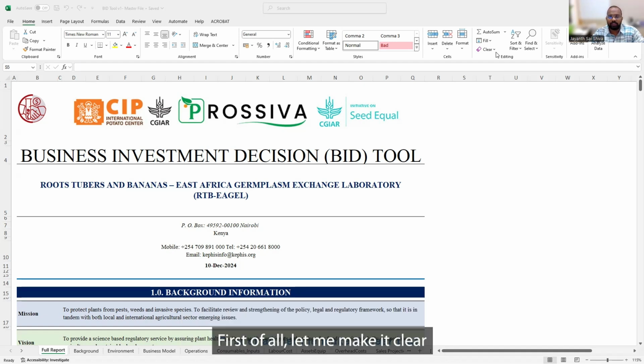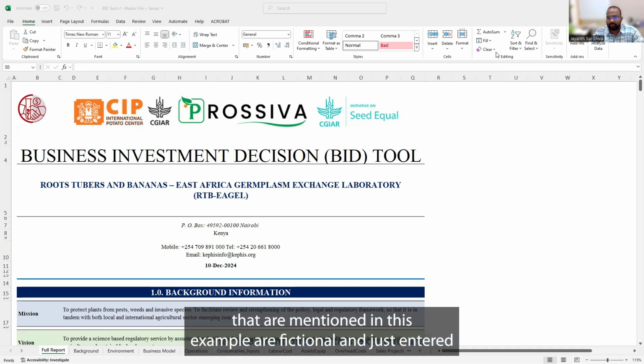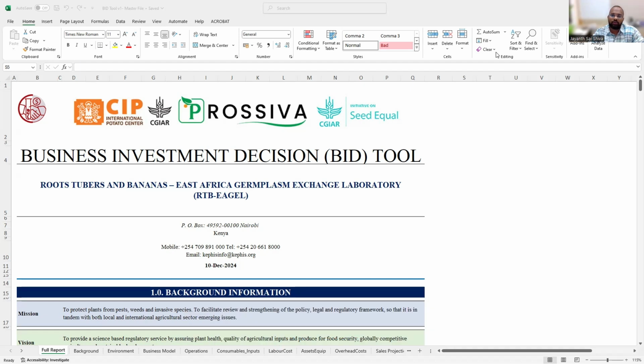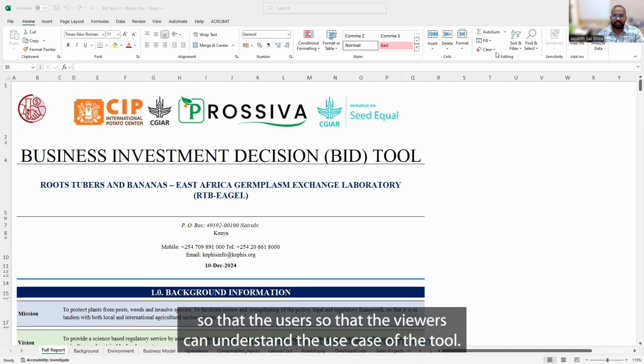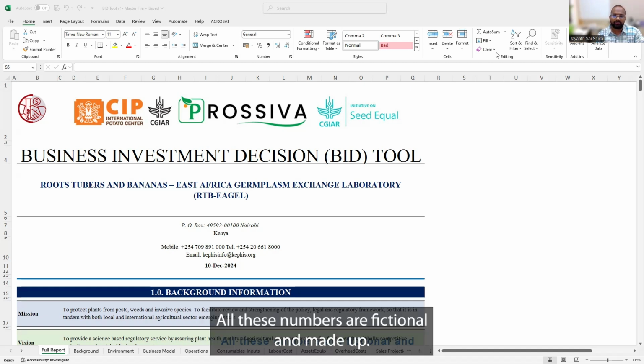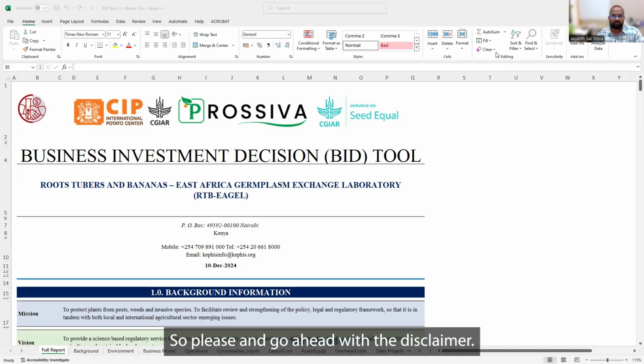First of all, let me make it clear that the values and the data mentioned in this example are fictional and just entered so that the viewers can understand the use case of the tool. All these numbers are fictional and made up. So please go ahead with the disclaimer.